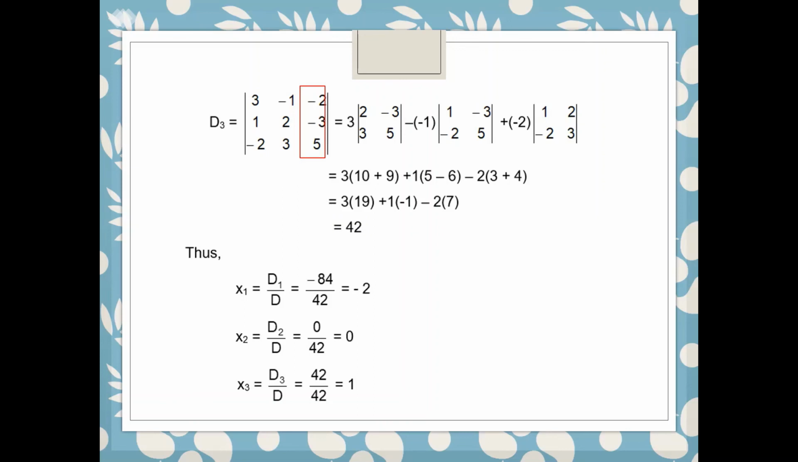To obtain the value of each variable, x1 is equal to d1 over d, x2 equal to d2 over d, and x3 equal to d3 over d. Simplify the answer. You should get x1 is negative 2, x2 is 0, and x3 is 1.